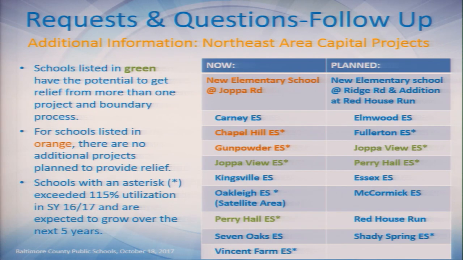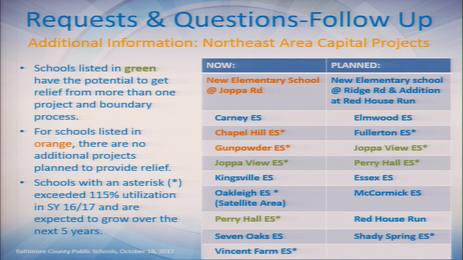These numbers are correlated to this list right here. So you can see the new elementary school at Ridge Road. These schools are anticipated to get additional relief from the construction of the new school and the additions that are coming online. One thing to note in this table, the schools that are listed as orange are ones that are not anticipated to have any additional projects to provide relief. So you can see Chapel Hill and Gunpowder are further to the north, and they are not anticipated to get any relief, which basically means that the result of this process is supposed to carry these schools through the next several years. There is no other anticipated relief for schools in this particular area.